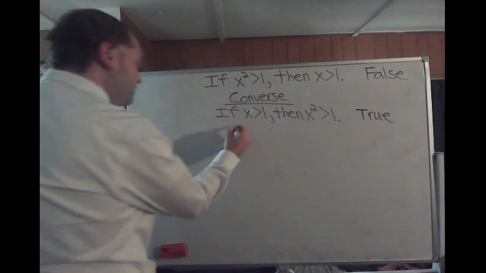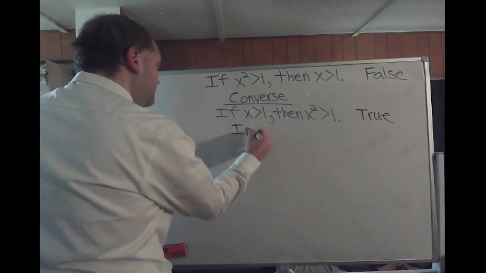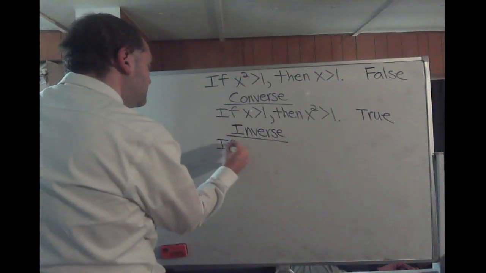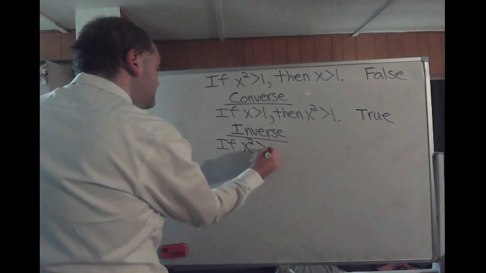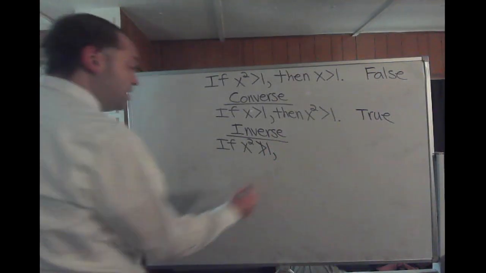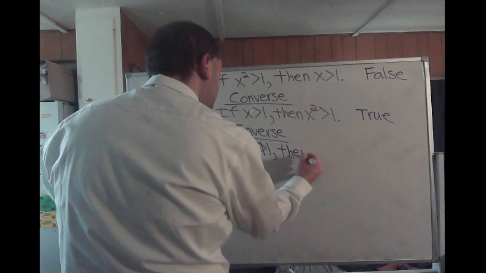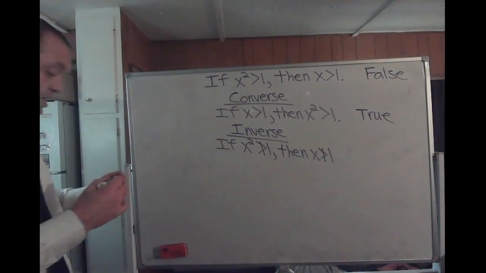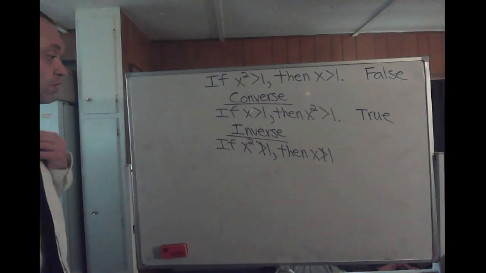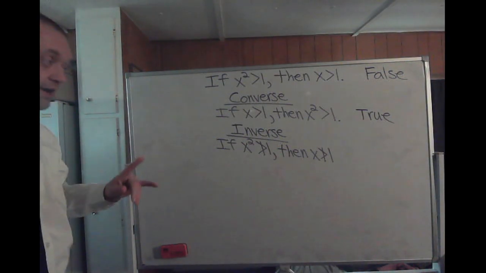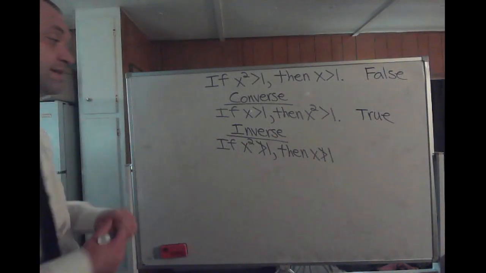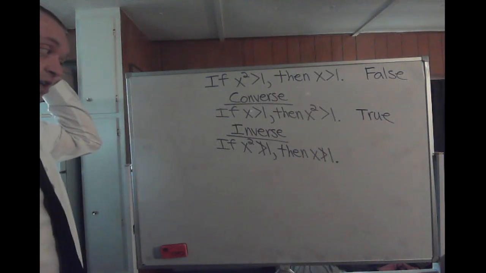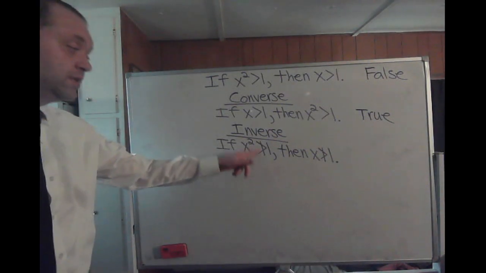Now, what about the inverse? What would the inverse of the original statement say? If x squared is not greater than 1, then x is not greater than 1. Let's really look at this here. So, if x squared is not greater than 1, then x is not greater than 1. Well, if it's not greater than, that means it could either be equal to or less than.